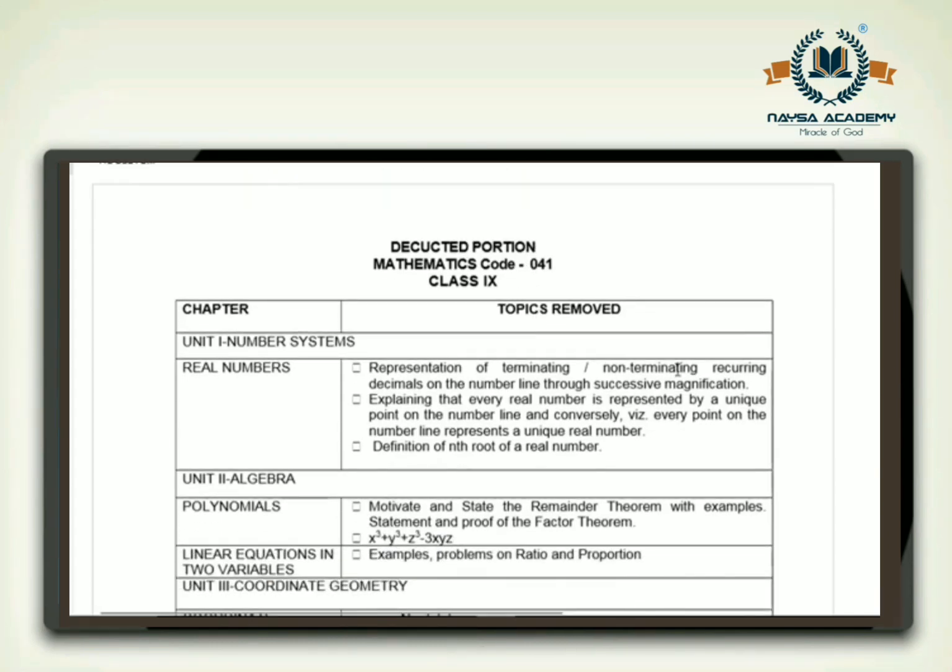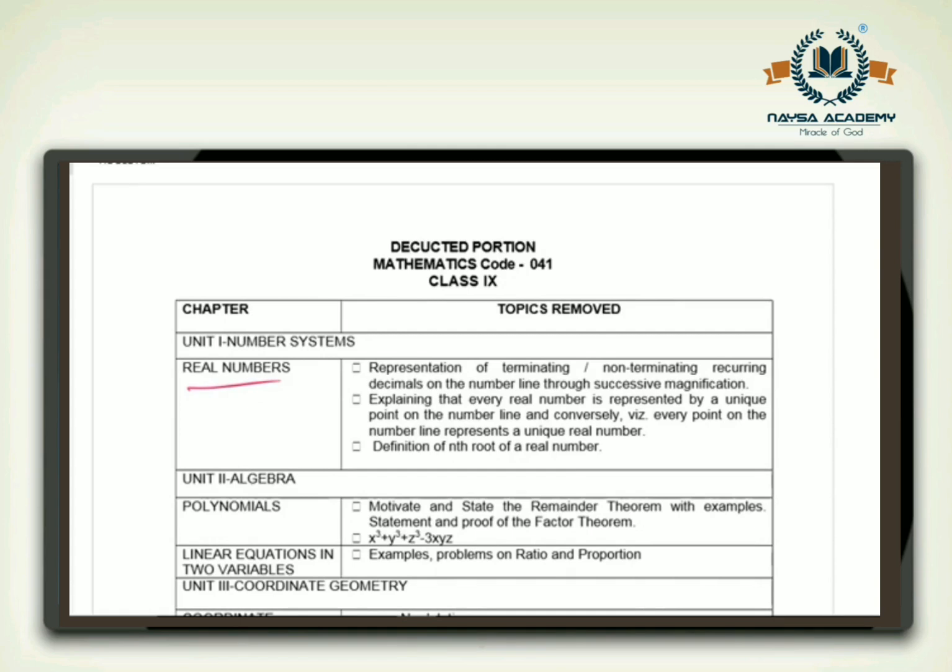You can see here that from unit number system. Now what we recommend is that you all must visit the CBSE website for the detailed syllabus as you are in 9th standard. So if you see in number system we have a chapter called real numbers, and in this chapter the portion related is representation of terminating, non-terminating, recurring decimals on the number line through successive magnification.